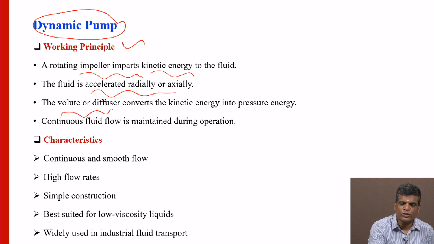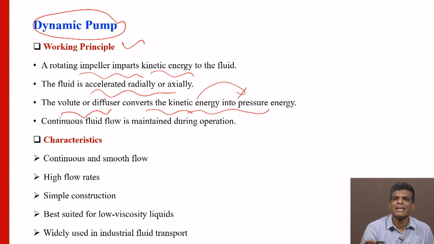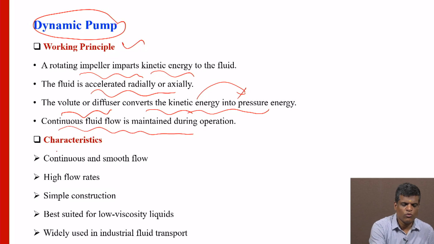Then the volute or diffuser converts kinetic energy to pressure energy. We discussed already what kinetic energy is, half m v square, then pressure energy, then potential energy, all types of energy. So the kinetic energy is converted into pressure energy. A continuous fluid flow is maintained during operation. So what are the characteristics here? One is a continuous flow, and at the same time a smooth flow should be there.